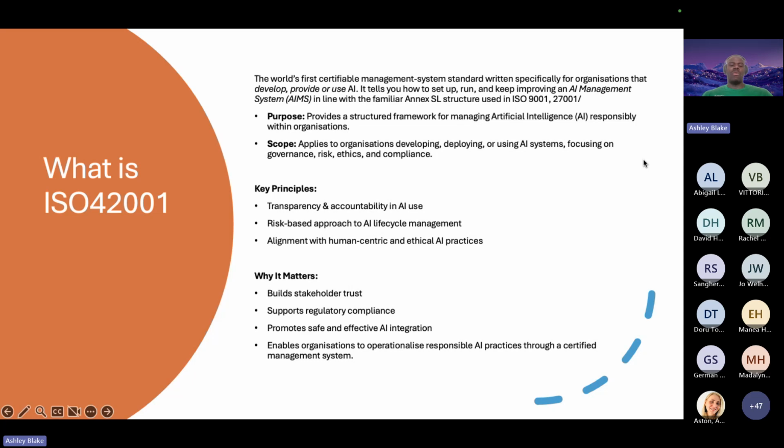So why does this matter? If we have these practices in place, it can help build trust inside your organization, supports the regulatory framework, and promotes safe and effective AI integration into your organization.